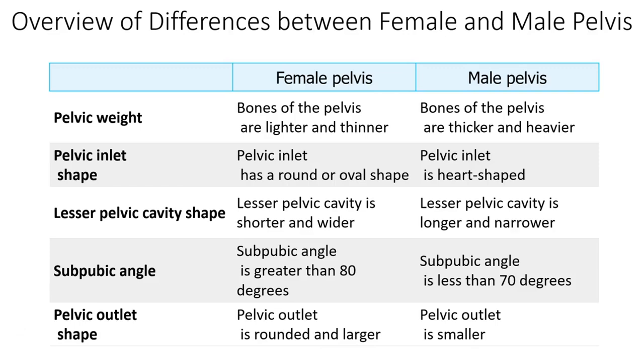Male pelvis, at least a stereotypically or definitely male pelvis, their bones are going to be thicker and heavier. That inlet is more heart-shaped than round or oval-shaped. The pelvic cavity is narrower and longer. That subpubic angle is less than 70 degrees, so it's usually more of a V shape. And then the pelvic outlet is much, much smaller because they do not need that adaptation for childbirth.